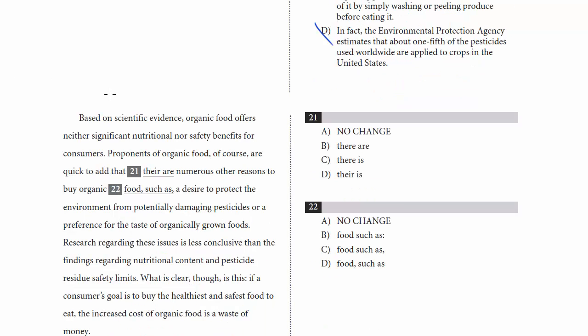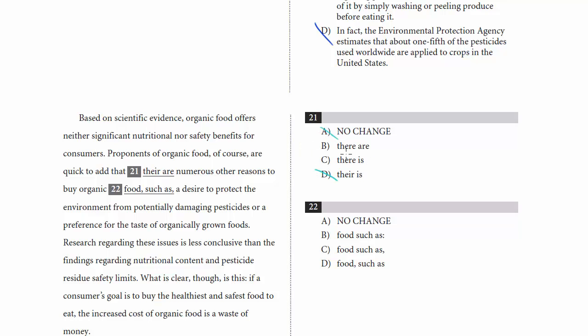Number 21. Based on scientific evidence, organic food offers neither significant nutritional nor safety benefits for consumers. Proponents of organic food, of course, are quick to add that there are numerous other reasons to buy organic food. So here we're using there, but this is the possessive their. We want the place there. There are, T-H-E-R-E. So we're going to get rid of D and A.